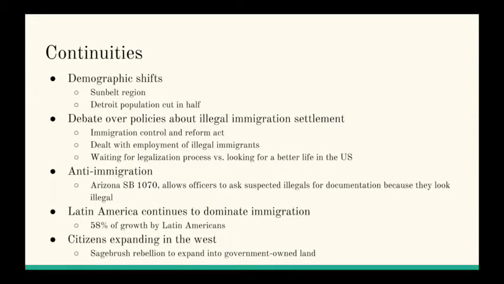A continuity during this time period is the demographic shift towards the Sunbelt region, and also the Detroit population was cut in half. Another continuity was the debate over policies about illegal immigration settlement, including the Immigration Control and Reform Act, dealing with the employment of illegal immigrants, as well as the debate whether it was better to wait for the legalization process or look for a better life in the U.S.